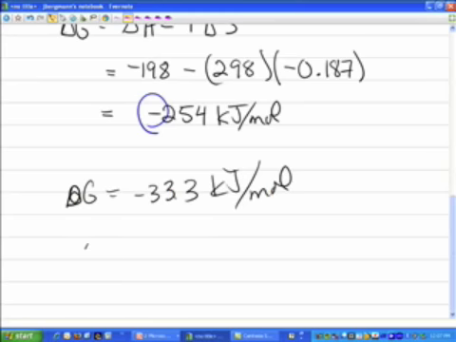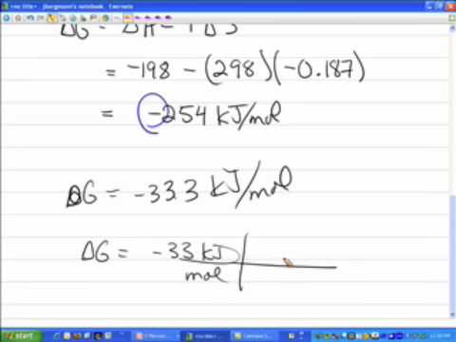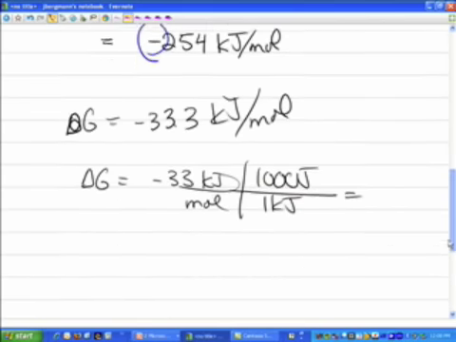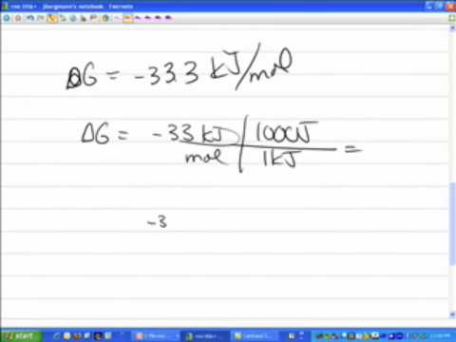Okay, so now, here's something important, delta G is negative 33.3 kilojoules per mole. Now we've got to convert that to joules per mole. One kilojoule is 1,000 joules. Now you'll see why I need to do that. That will be negative 33,000. It's actually 33.3, so you need 33,300 joules per mole.